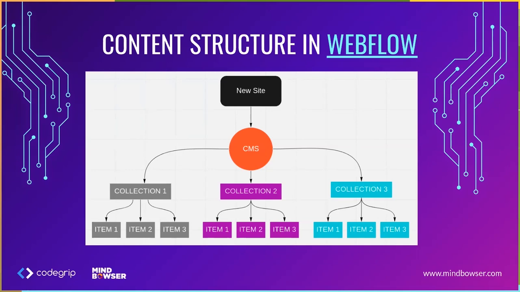So we can use collection to categorically define our books. Collection 1 here can be drama, collection 2 here can be mystery, and so on. And finally, the items are the individual books present in that collection. So one can leverage this simple CMS structure of Webflow to create a CMS which handles their needs. This was just a simple example to let you guys understand the content structure.